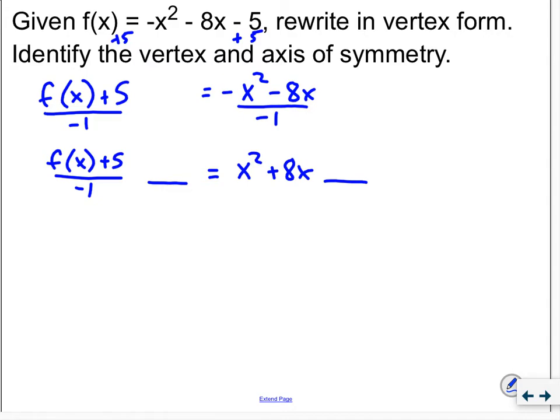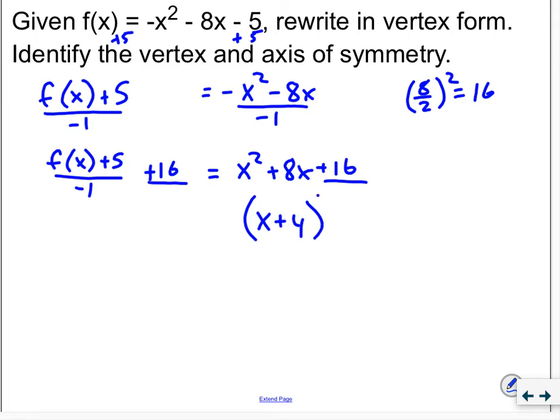Okay, so now we're going to go on the right side again. We got that 8 over 2. We square it. We're going to get 16 there. So we got a plus 16 there. Let's throw a plus 16 here. If I factor this side, I'm going to get x plus 4. Now, the right side is looking ugly. I get it. But you know what? Let's undo the left side. Okay, so I want to solve for f of x. So let me first subtract 16 from both sides.